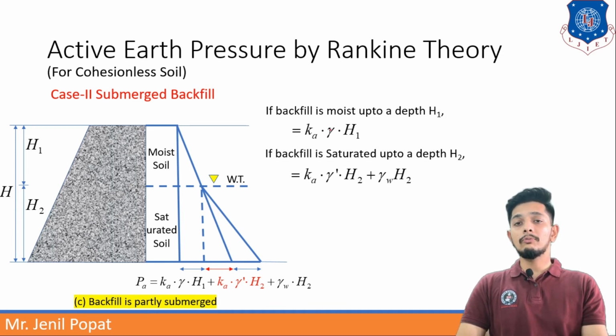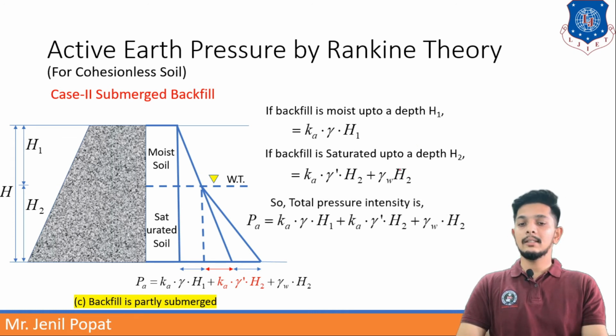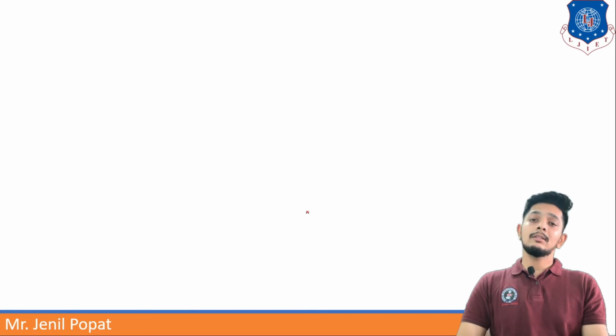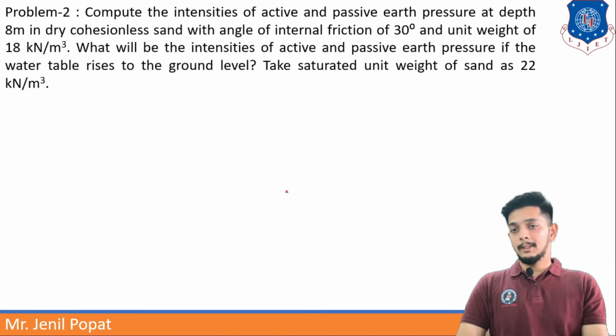So a combination of both will take place here. So the total pressure intensity can be written as k gamma h1 plus k gamma dash into h2 plus gamma w into h2. Let us understand with a numerical.